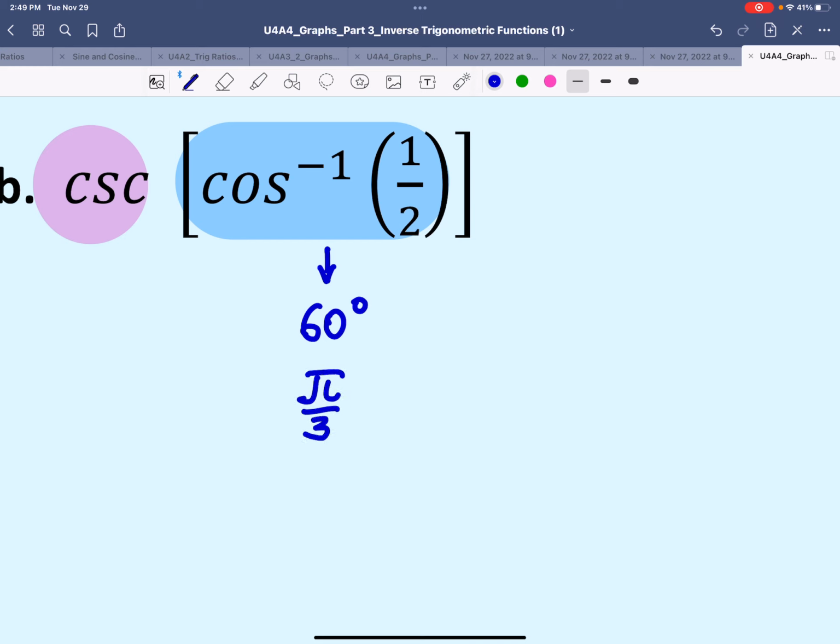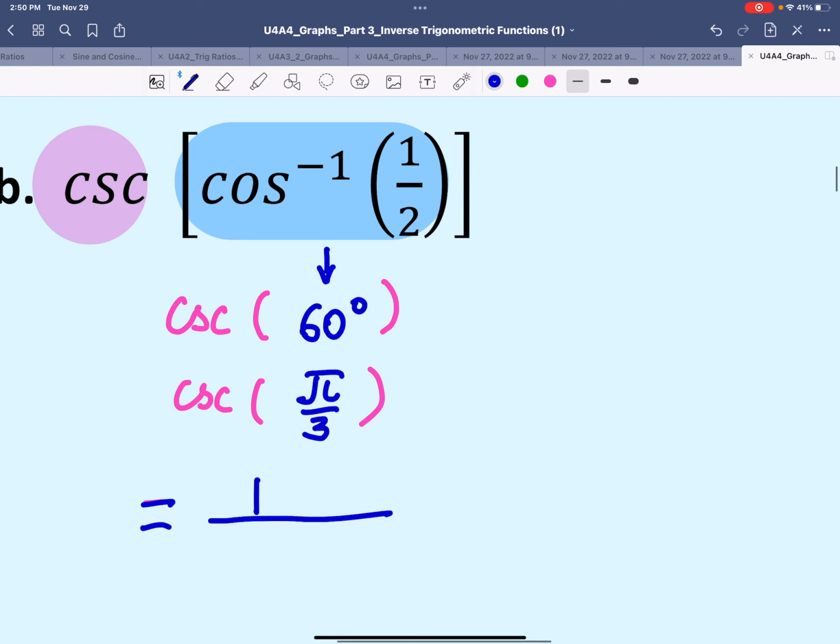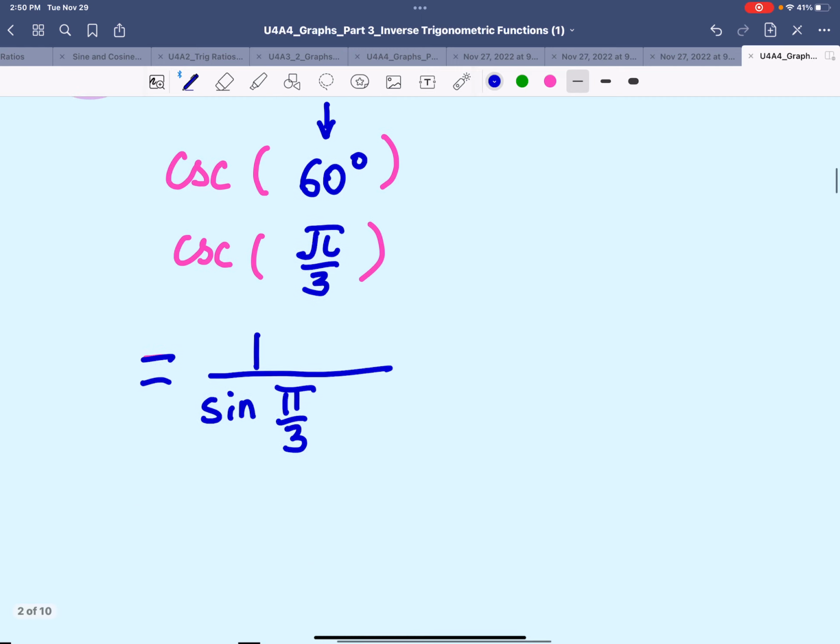So inverse cosine 1 over 2 would be the angle 60 degrees, or pi over 3, same idea. So what that means is that we are now trying to find the cosecant of 60, or cosecant of pi over 3. It's the same thing. Remember that cosecant is the reciprocal of sine. So we can write the same expression as 1 divided by the sine of pi over 3. We know that pi over 3 is the angle 60. It has the ratio of root 3 over 2.